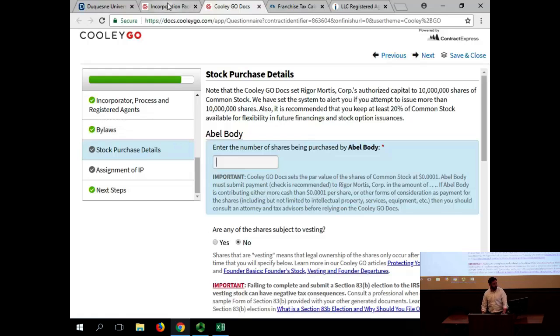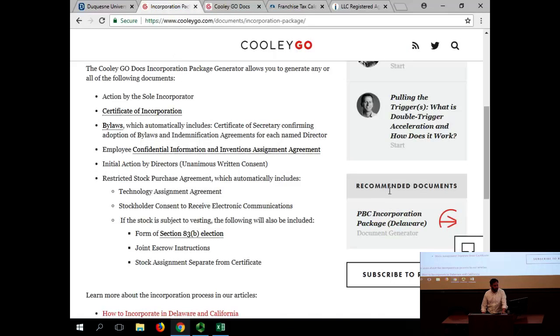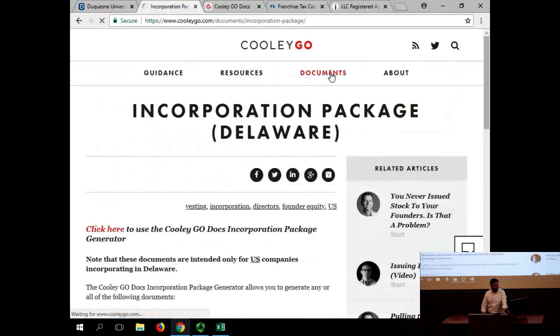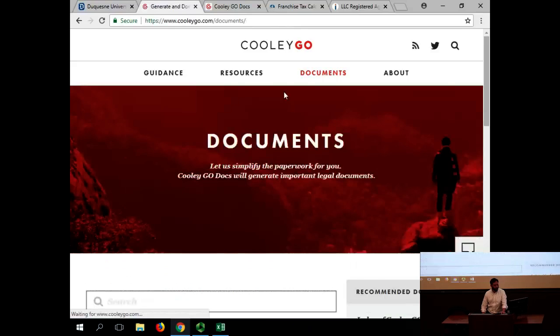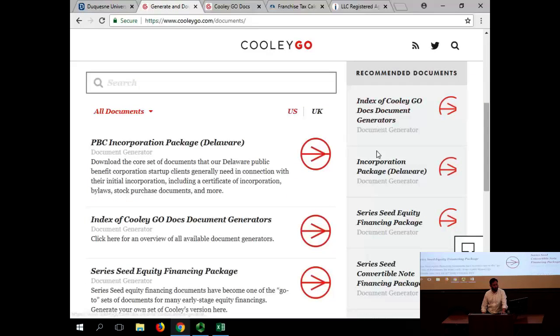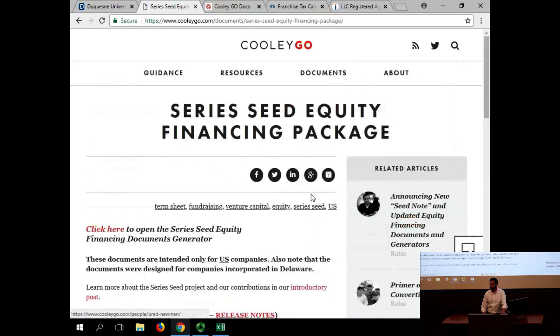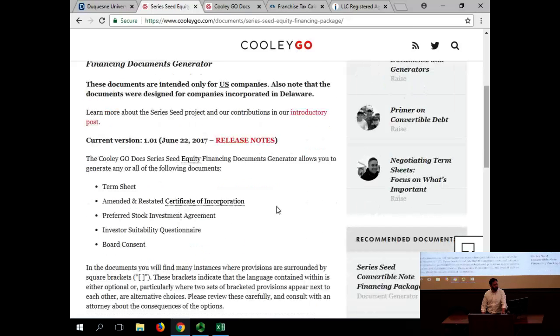And by the way, we could even find that if we look at the documents under Cooley Go. It really is a separate conversation, but you can see this Series Seed equity financing package. This is going to generate the documents needed, and one of those documents is, there you go, the amended and restated certificate of incorporation. When you get an equity investment from investors, you're going to amend and restate the certificate of incorporation, creating a new class of stock, in this case called Series Seed.